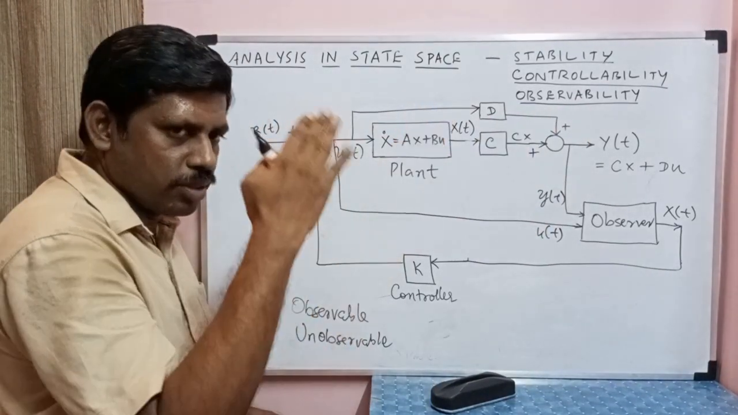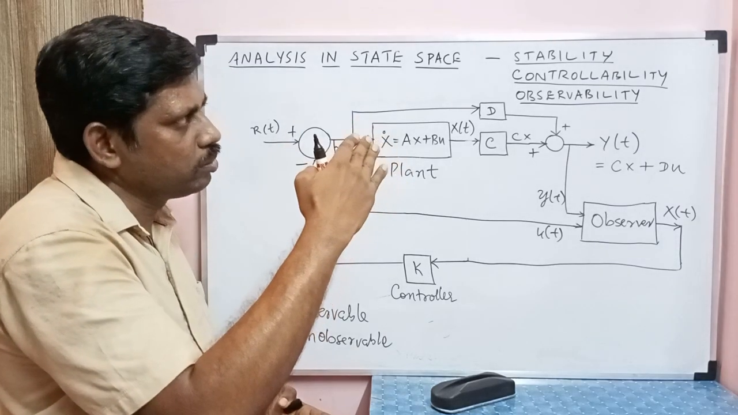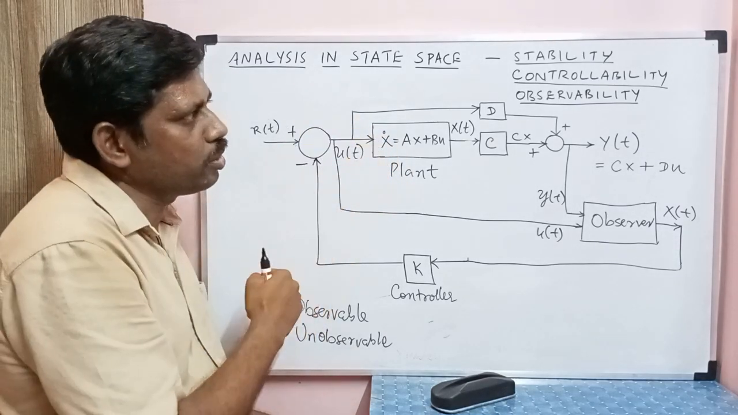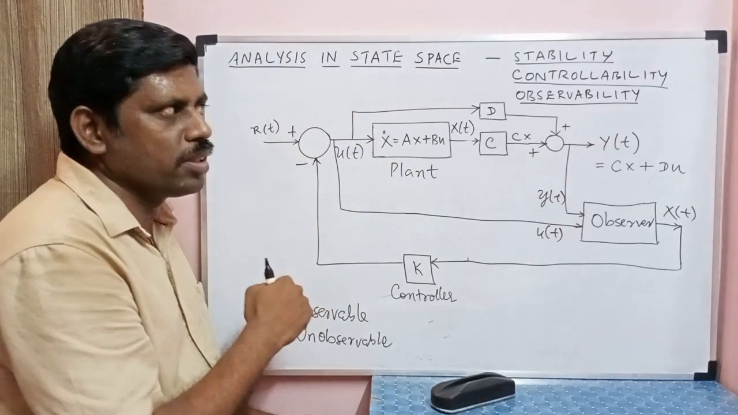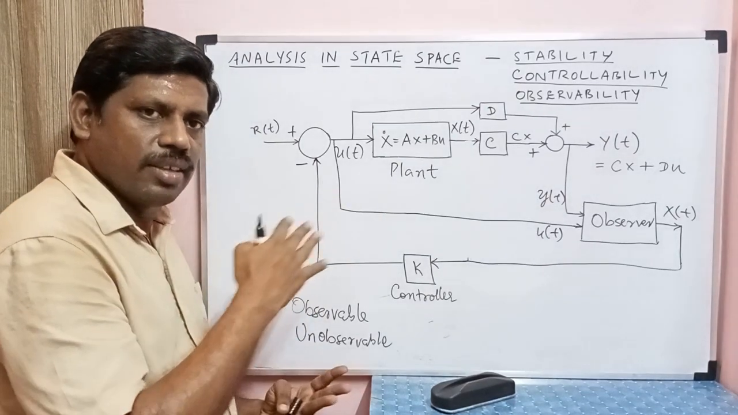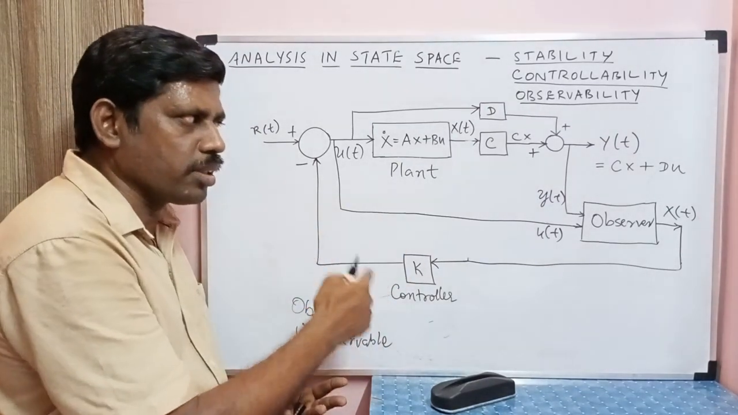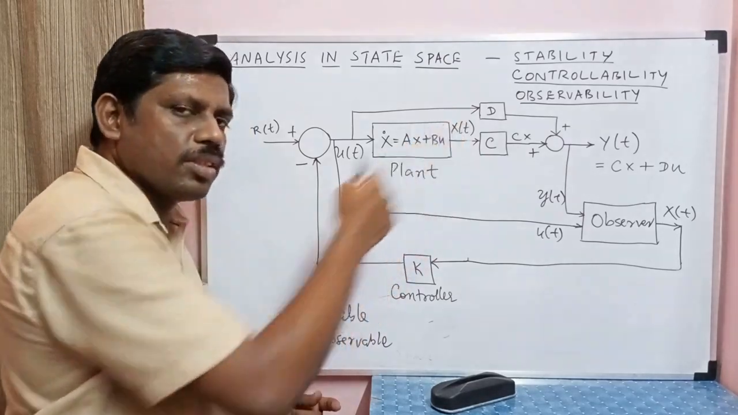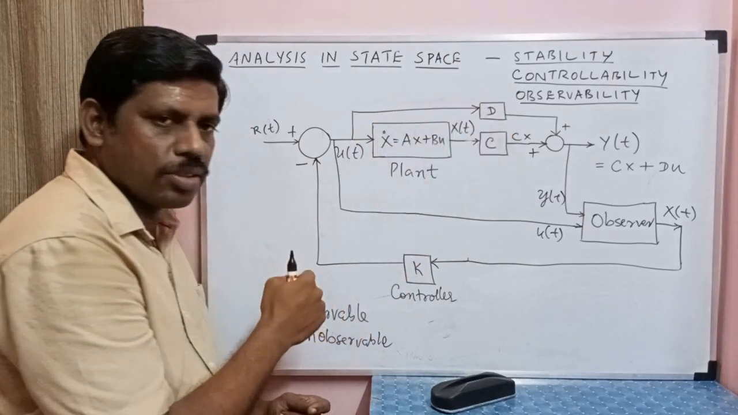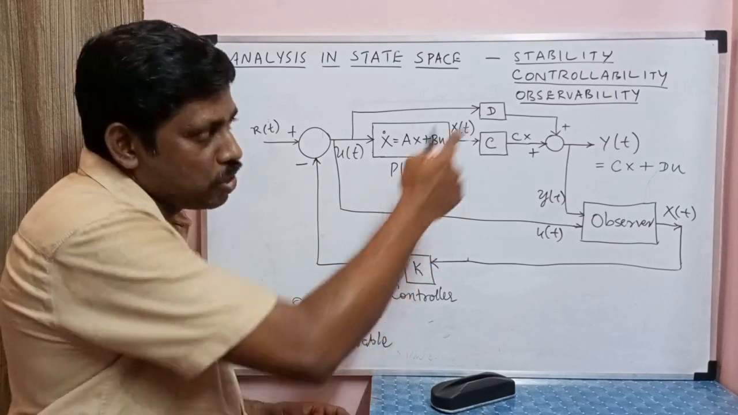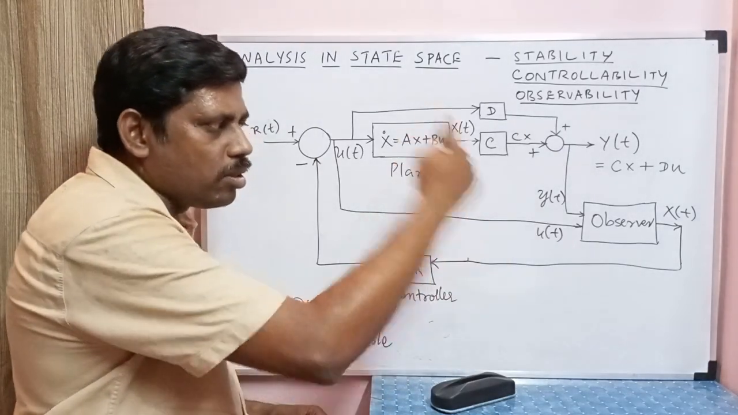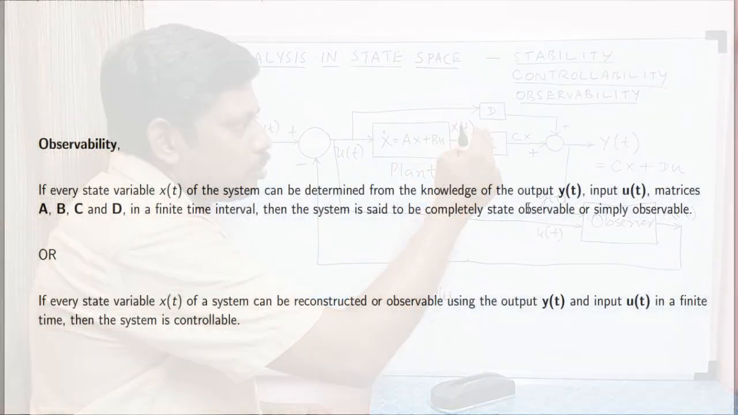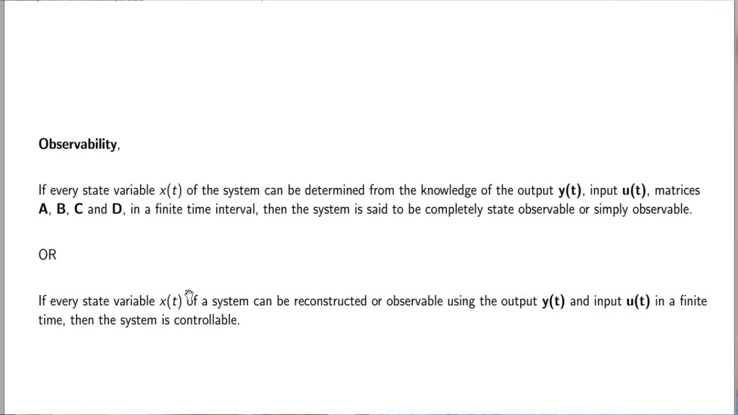So stability is whether the output is bounded for a bounded input, which we can assess using the eigenvalues of the state matrix. Controllability is whether I can design a controller to have control over all the state variables. And observability is whether I can design an observer which can reconstruct all the state variables from the knowledge of y of t, u of t, and the A, B, C, D matrices.